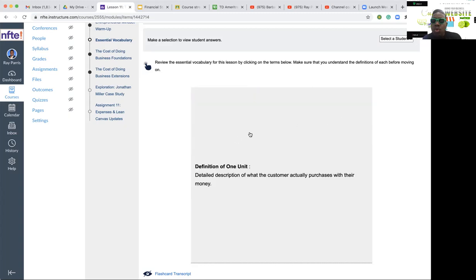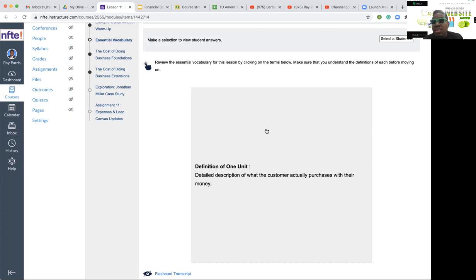Now, the definition of one unit. Remember, your business plan is dealing with one unit. I'm wearing my green shades because we're dealing with money, we're dealing with dinero. The cost of one unit description is what customers actually purchase with the money. So now I know that it costs $3.75 for my t-shirt to be made, but now I need to make a profit. I need to sell this for a price.